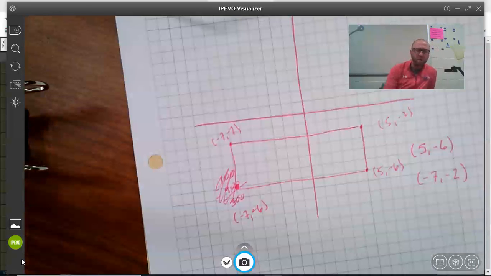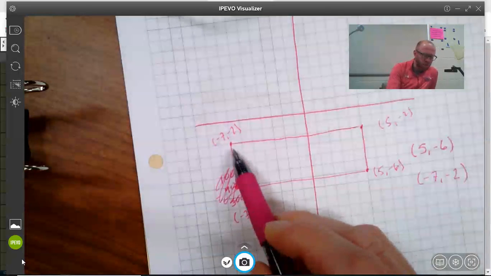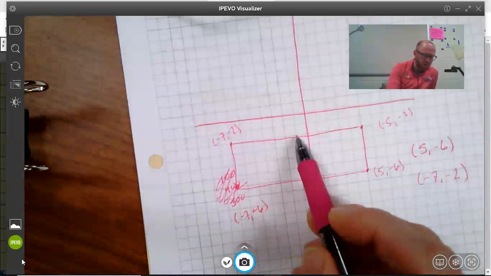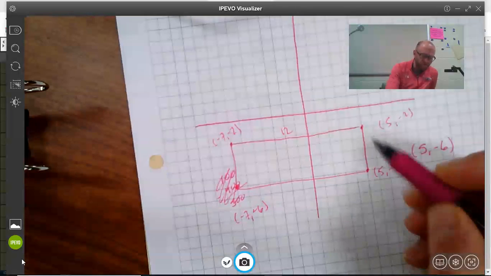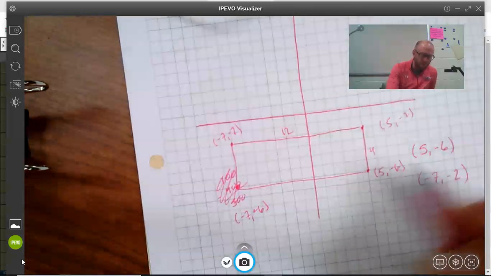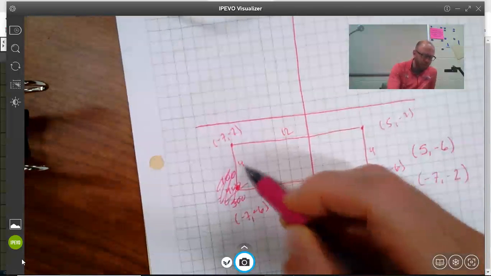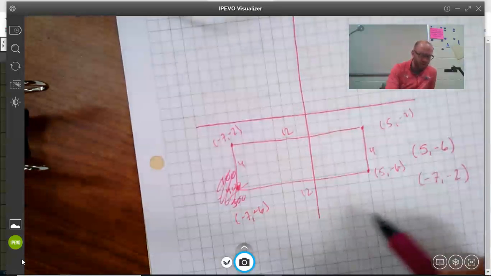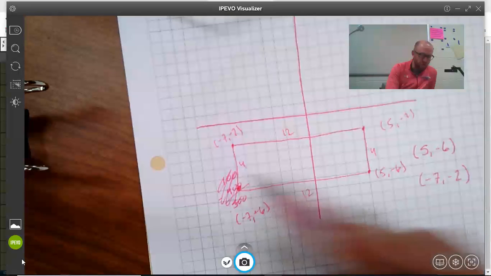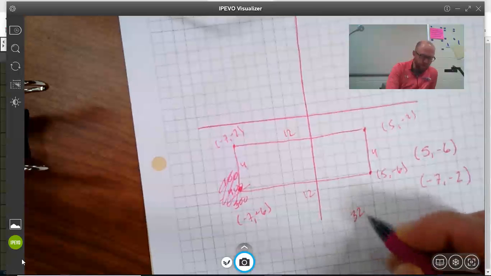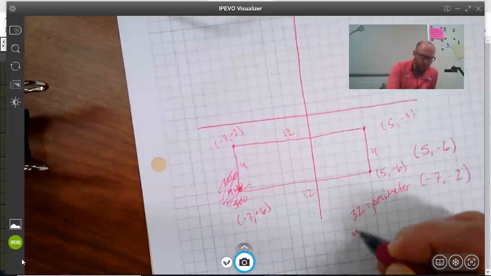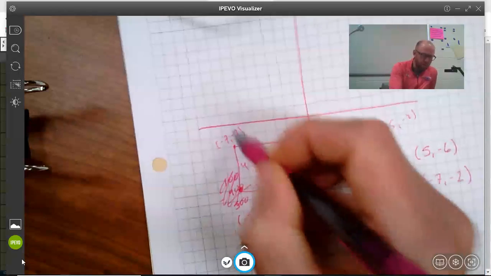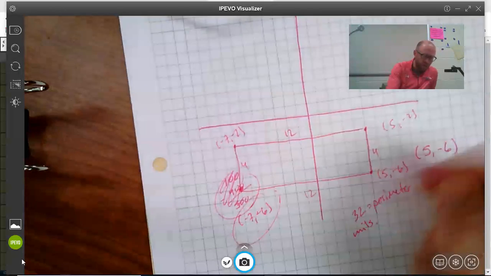Oh, we're going to find the perimeter too. So that's 1, 2, 3, 4, 5, 6, 7, 8, 9, 10, 11, 12. All right, 1, 2, 3, 4. And that'd be another 12 and another 4. So that's 24 and 8, which is 32 units. Okay. So here's the 2 extra points.